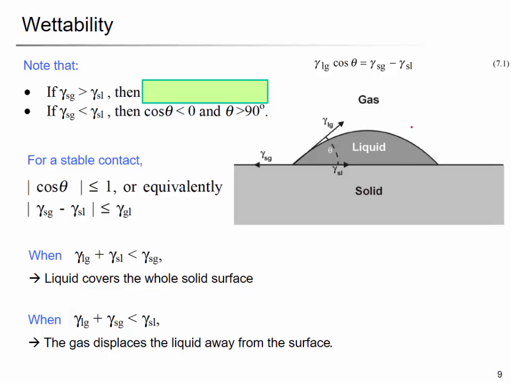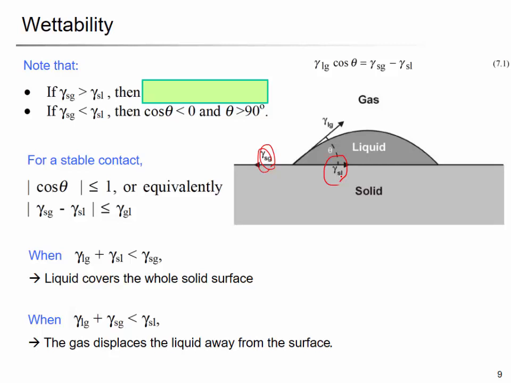So then, if the interfacial tension of the solid and gas here, the force stretching the liquid, is larger than the force minimizing the liquid surface, then what happens? When you look at this one, this force is stretching out the liquid droplet, right? And the interfacial tension between the solid and liquid is trying to minimize their surface. They want to retract the meniscus. Right? So they are pulling each other, right?